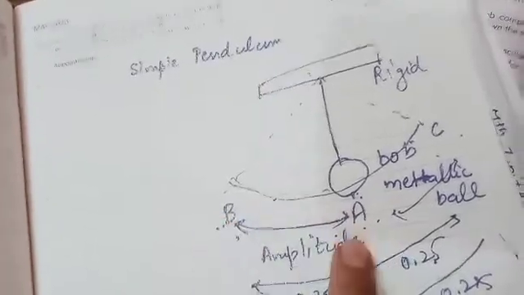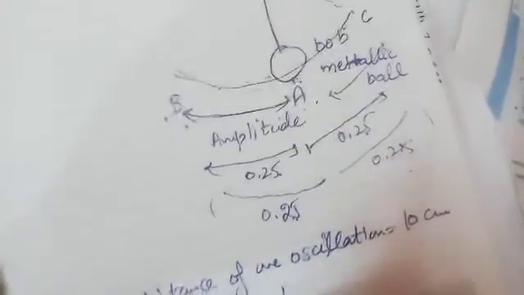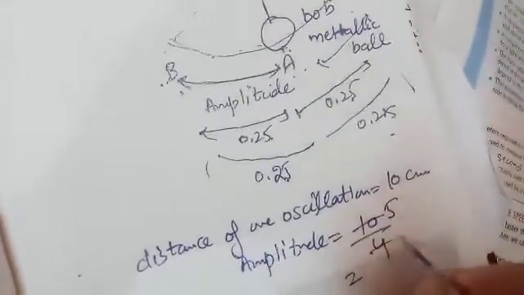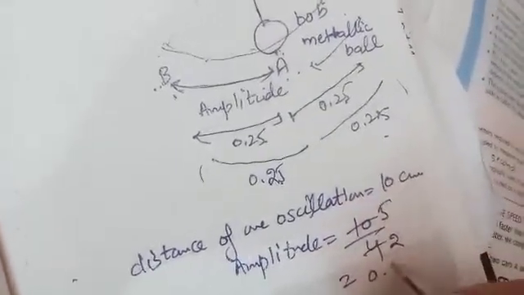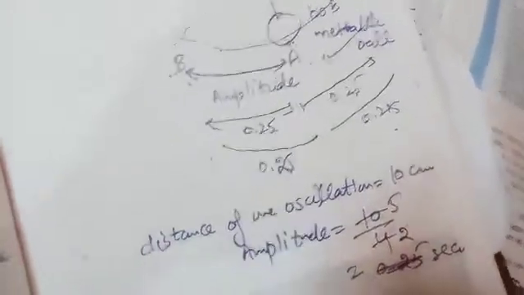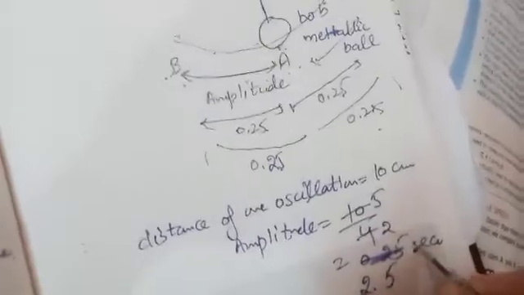This is the amplitude, but in one oscillation the bob goes 4 times between mean and extreme. Then what will be the amplitude? The amplitude will be 10 divided by 4. This will be 5 by 2. It means it is the opposite of the last question. It will be 2.5 centimeters.